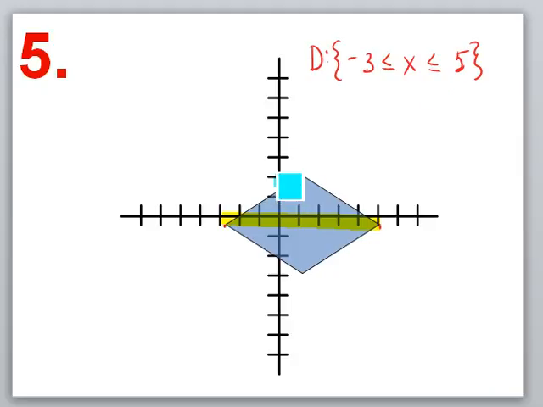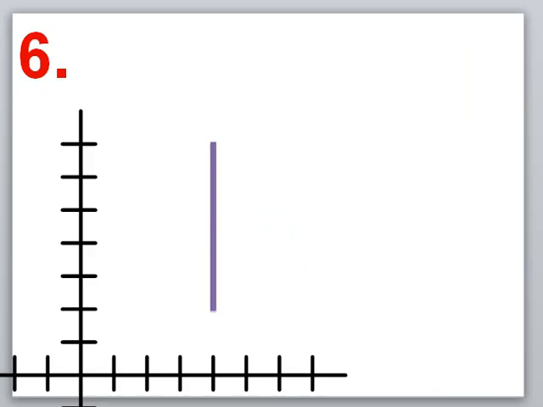My range, its lowest point is down here. That's -3. Its highest point is 2. So I'll write my range to be from -3, the lowest value, to the highest value of 2. And I'm going to put y between there again because remember range is y values. They are less than or equal to. The last one I have here.